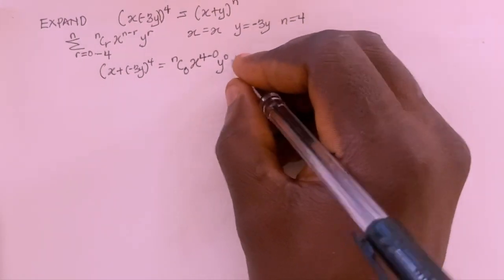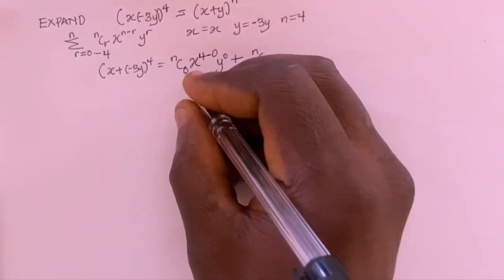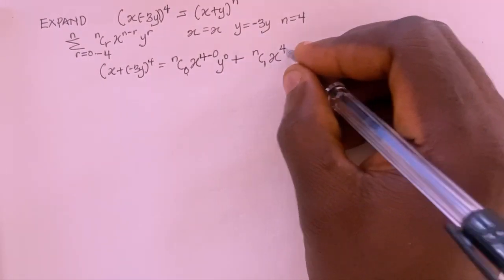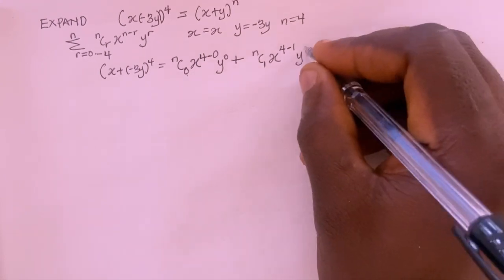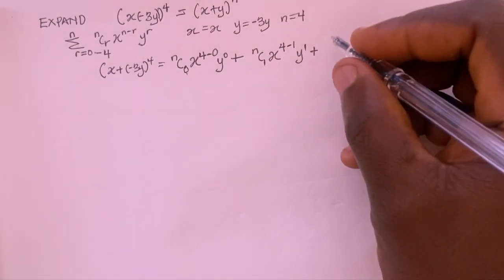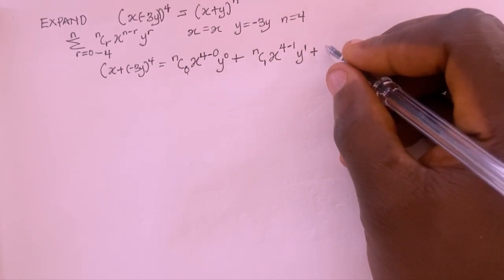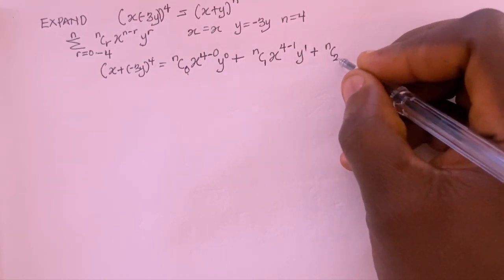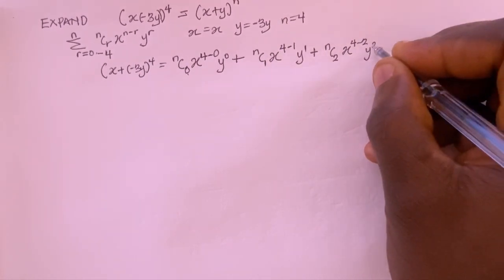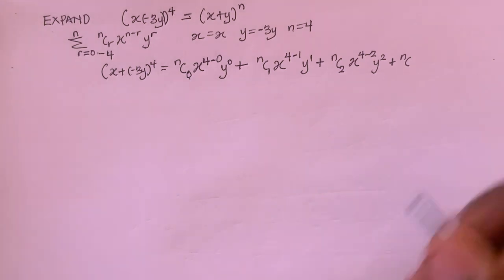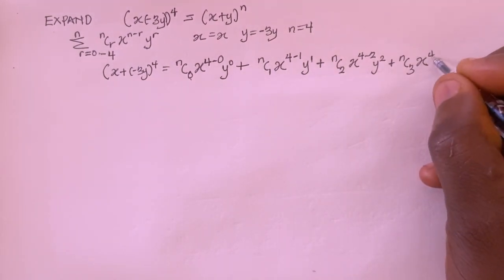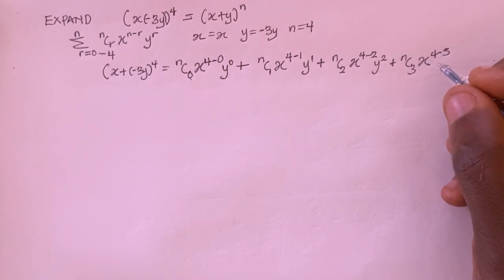Then I'm going to have plus, followed by n combination 1, exactly. Then here I'm going to have x raised power 4 minus 1, then y raised power of 1. Then plus, the next one is going to be n combination 2, then our r is 2 here, then x is power 4 minus 2, then y raised power of 2, exactly. Then n combination 3, right? Then x raised power 4 minus 3, then y raised power of 3.